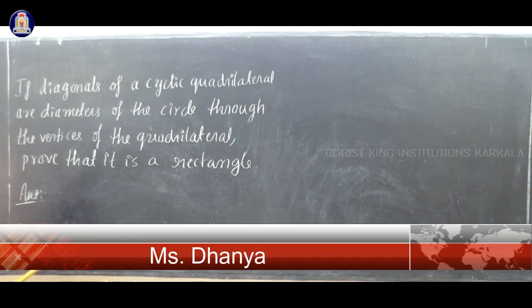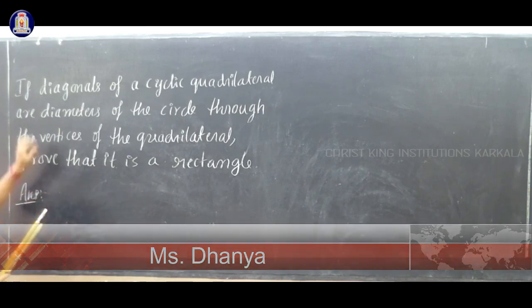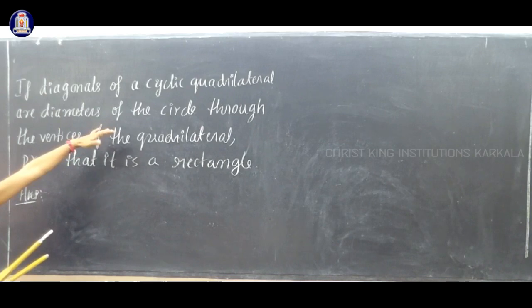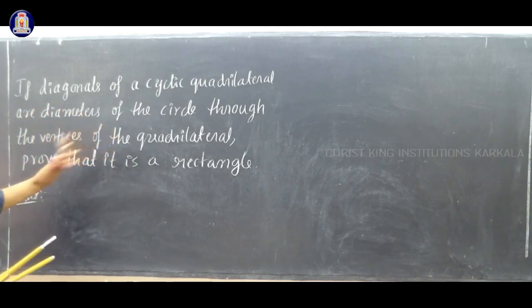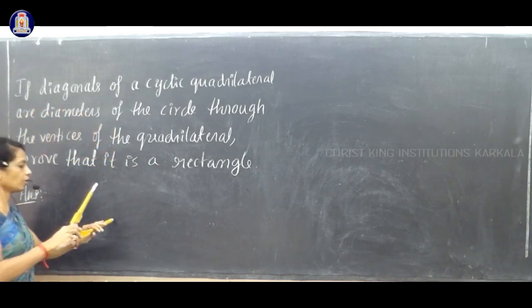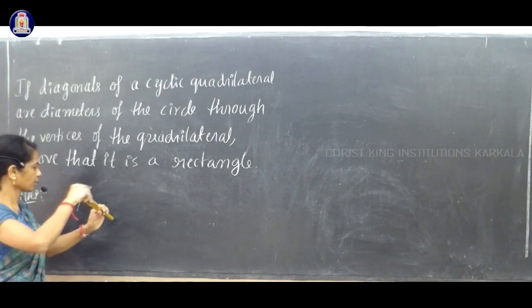Okay. How are the diagonals of the cyclic quadrilateral? They are the diameters of the circle. That circle is passing through the vertices of the quadrilateral. It means you have to draw one circle.